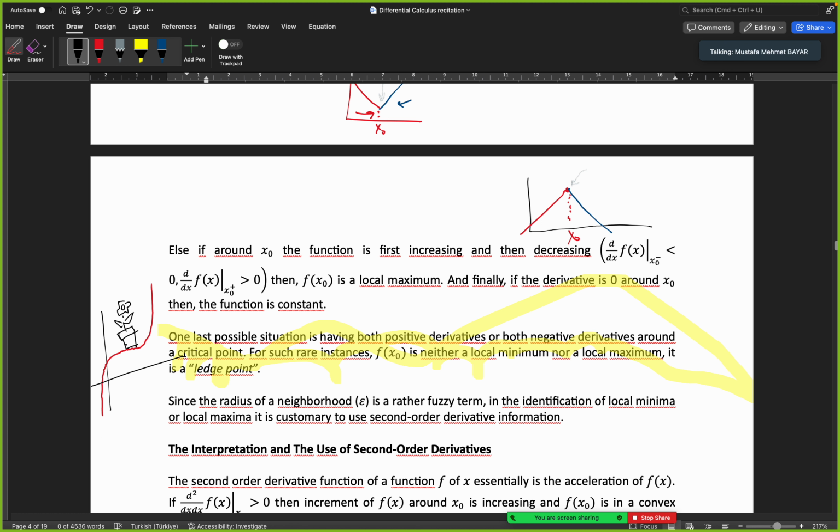It's increasing from the left, it's increasing from the right, it's stationary at x0. So that's a ledge point.